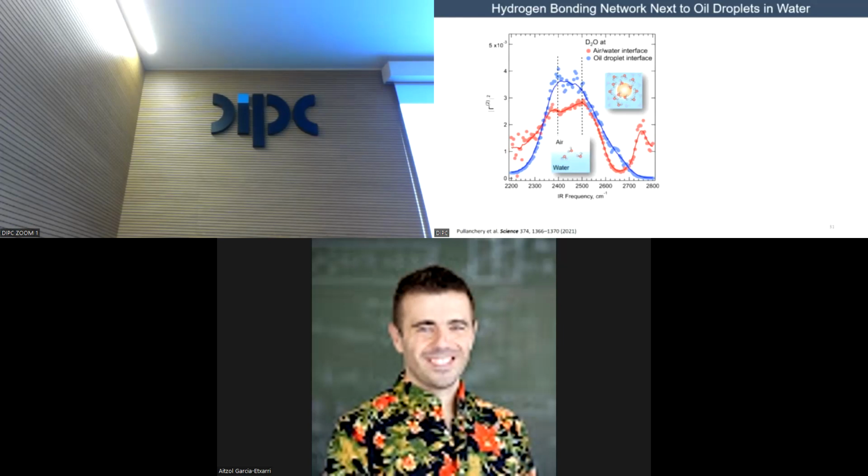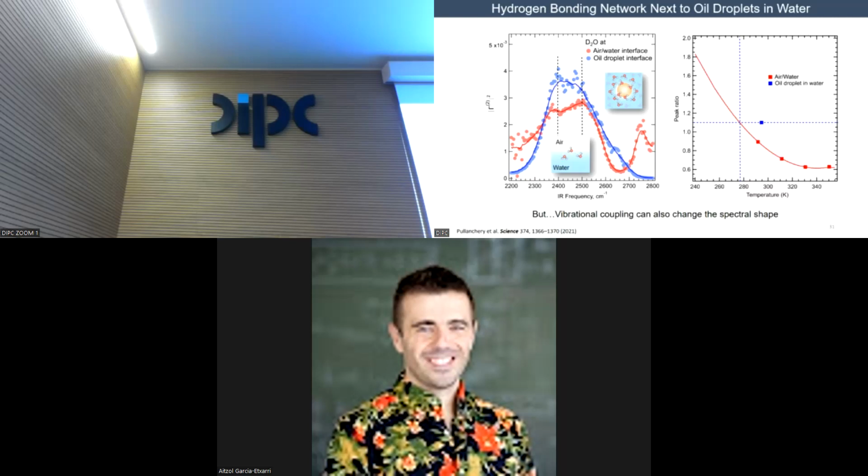And we can actually calculate that ratio and then plot it as a function of temperature for the air-water interface. And this was done before. You can see that the lower the temperature, the higher the peak ratio. And that makes sense because when you go to low temperatures, the hydrogen bonding network should get stronger. And now if you plot the ratio that we measured at room temperature for this emulsion, oil droplets, that ratio is higher than the air-water interface. So that is telling us that there is somewhat of a stronger hydrogen bonding network at the oil droplet surface compared to the air-water interface.